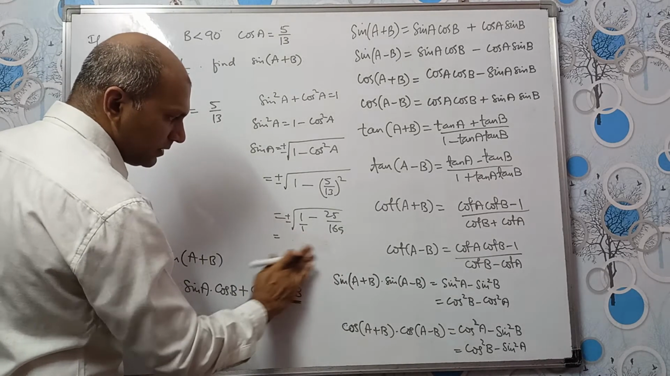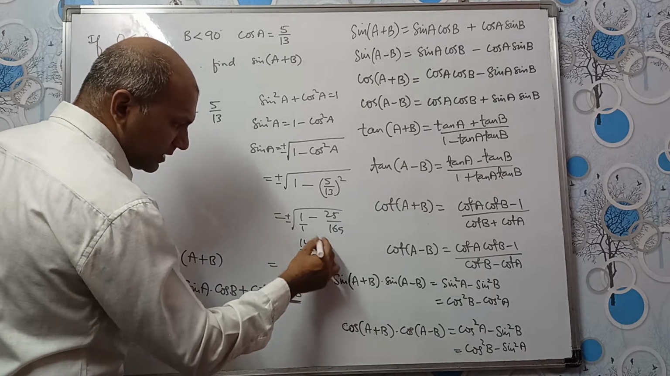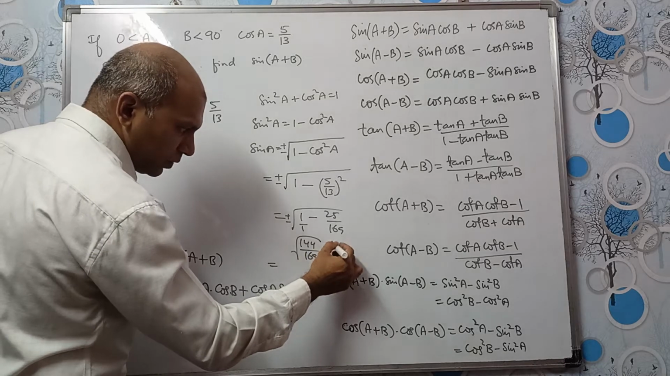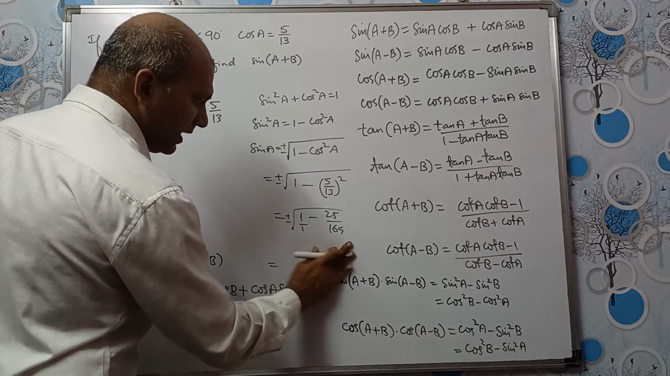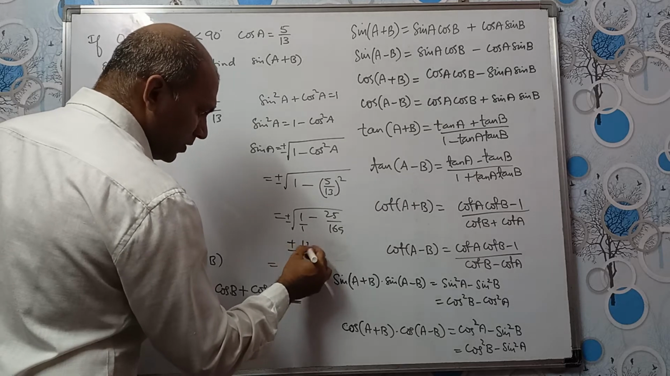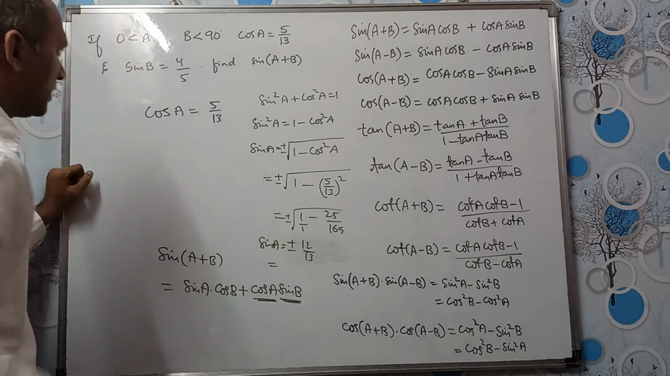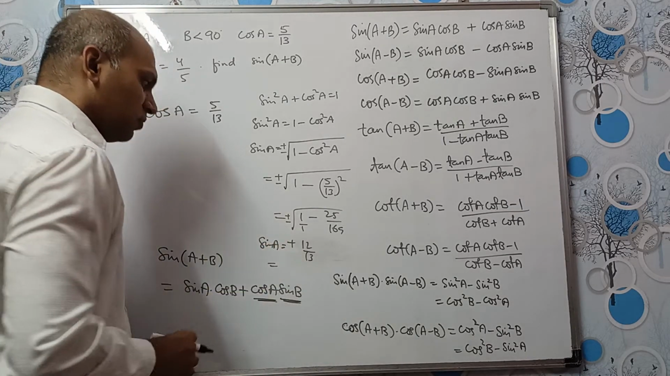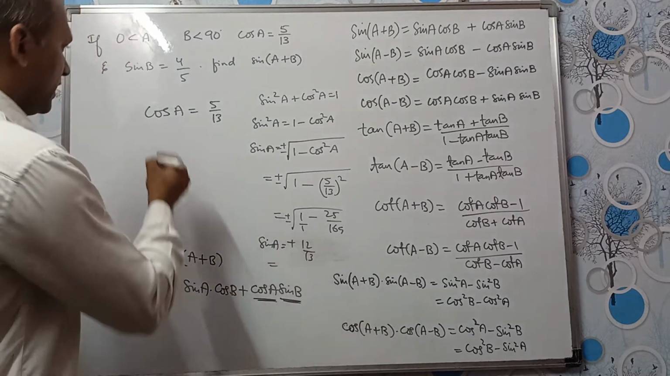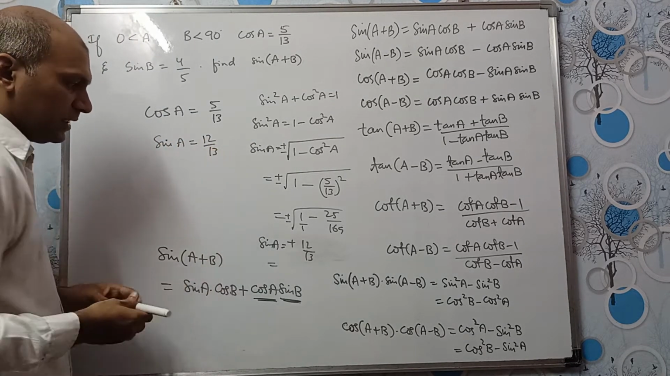144 divided by 169. The root of 144 is 12, and the root of 169 is 13. So we'll have plus or minus 12 by 13. So this is the sine A value. But A is in the first quadrant, right? So sine cannot be negative. It should be plus. So what is sine A now? Sine A is 12 by 13.